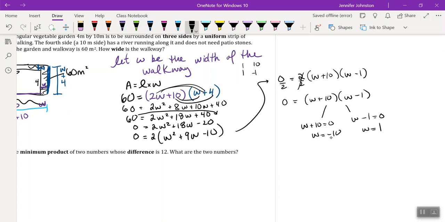Now, can you have a negative width? Absolutely not. So we call this inadmissible. And so therefore, the walkway is 1 meter wide.